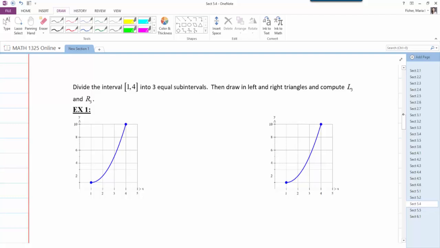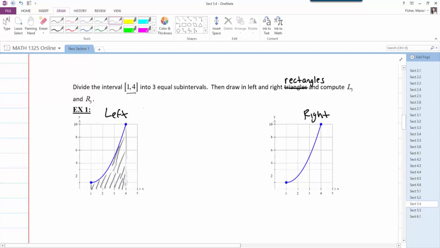So it says divide the interval 1, 4 into 3 equal subintervals. Then draw in left and right rectangles and compute L sub 3 and R sub 3. So we're going to do my left here and my right here. It's telling me that I'm looking at the area under this given curve from 1 to 4. So we're looking at this area right here. And I want to take this interval and divide it into 3 equal subintervals.